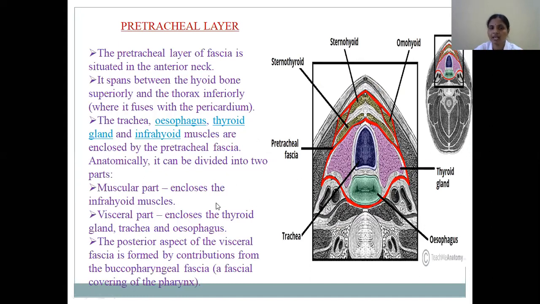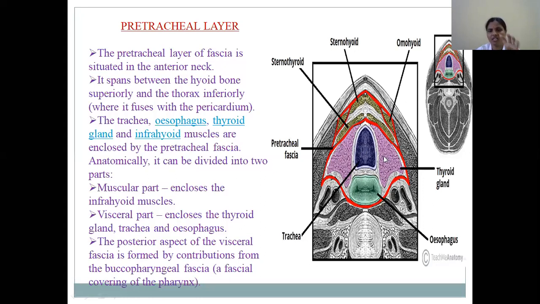So this layer, we can call the muscular layer or muscular part, encloses the infrahyoid group of muscles. Then the second layer we can call the visceral layer. As it is known as the visceral layer, it is going to enclose the viscera. So what are those viscera which are very important here? This visceral layer is enclosing a space called the visceral space.